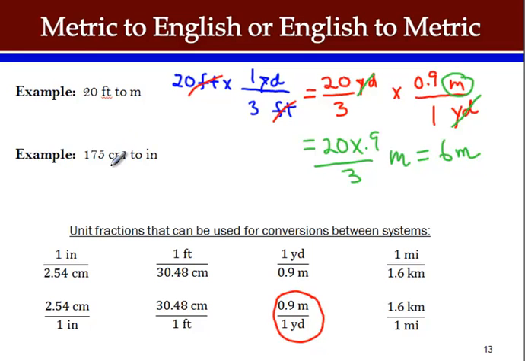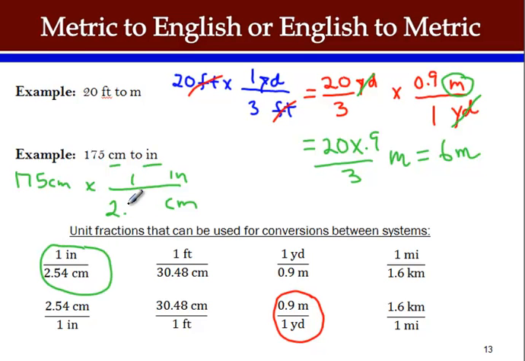Now I want to change centimeters to inches. In this case I'm lucky because I have a direct conversion here. I start with 175 centimeters. I need a unit fraction that's going to help me get rid of the centimeters and end up with inches. So inches over centimeters: 1 inch is 2.54 centimeters. So the centimeter units will be gone, and I'll be left with inches, and I have 175 over 2.54 inches.